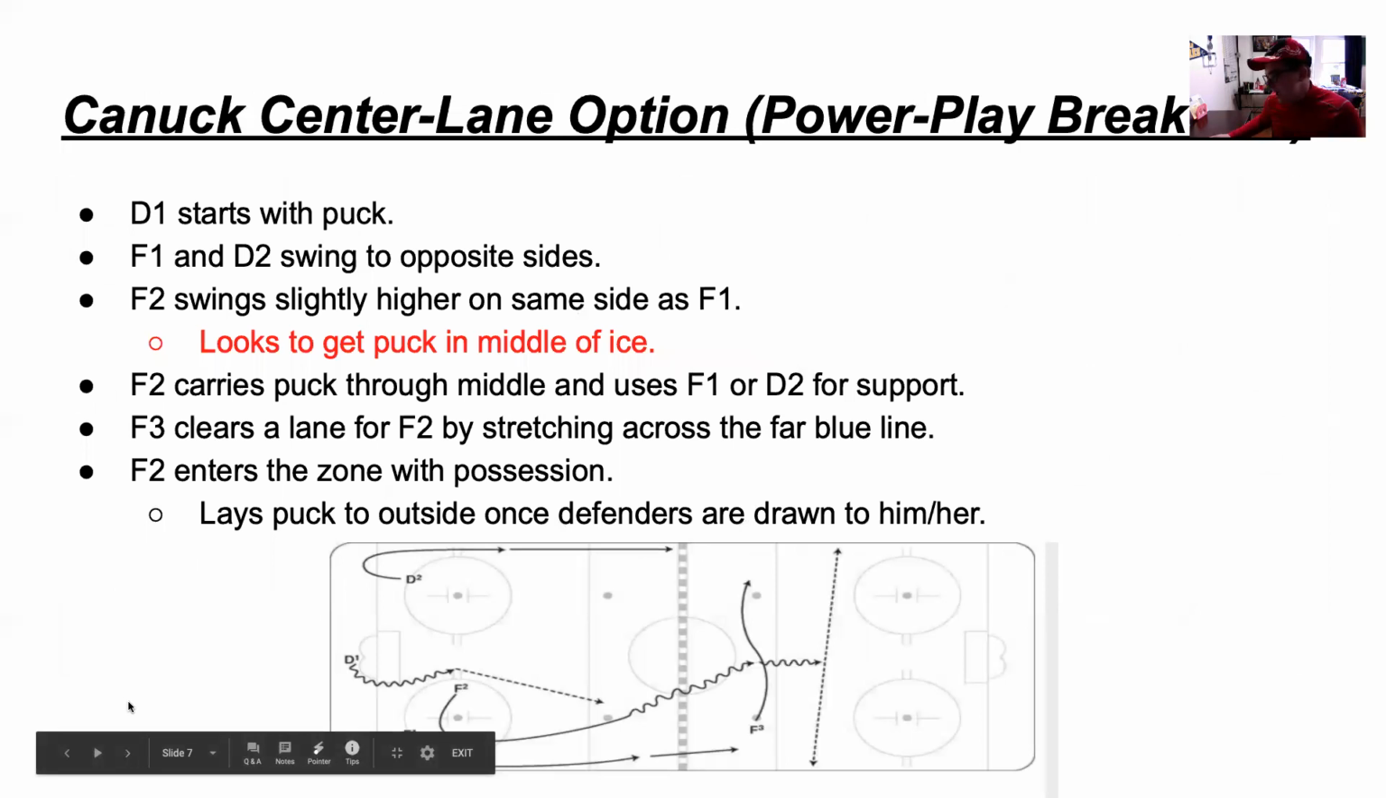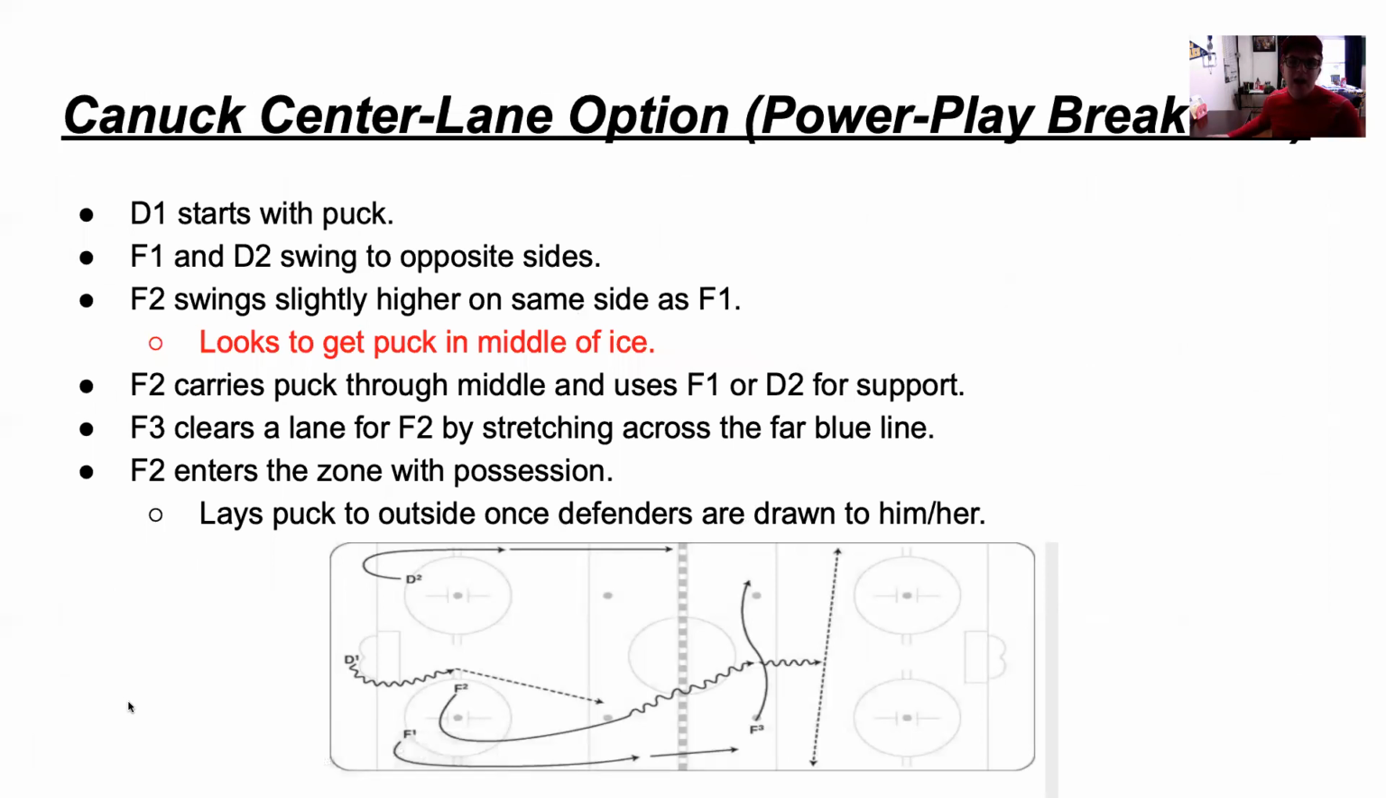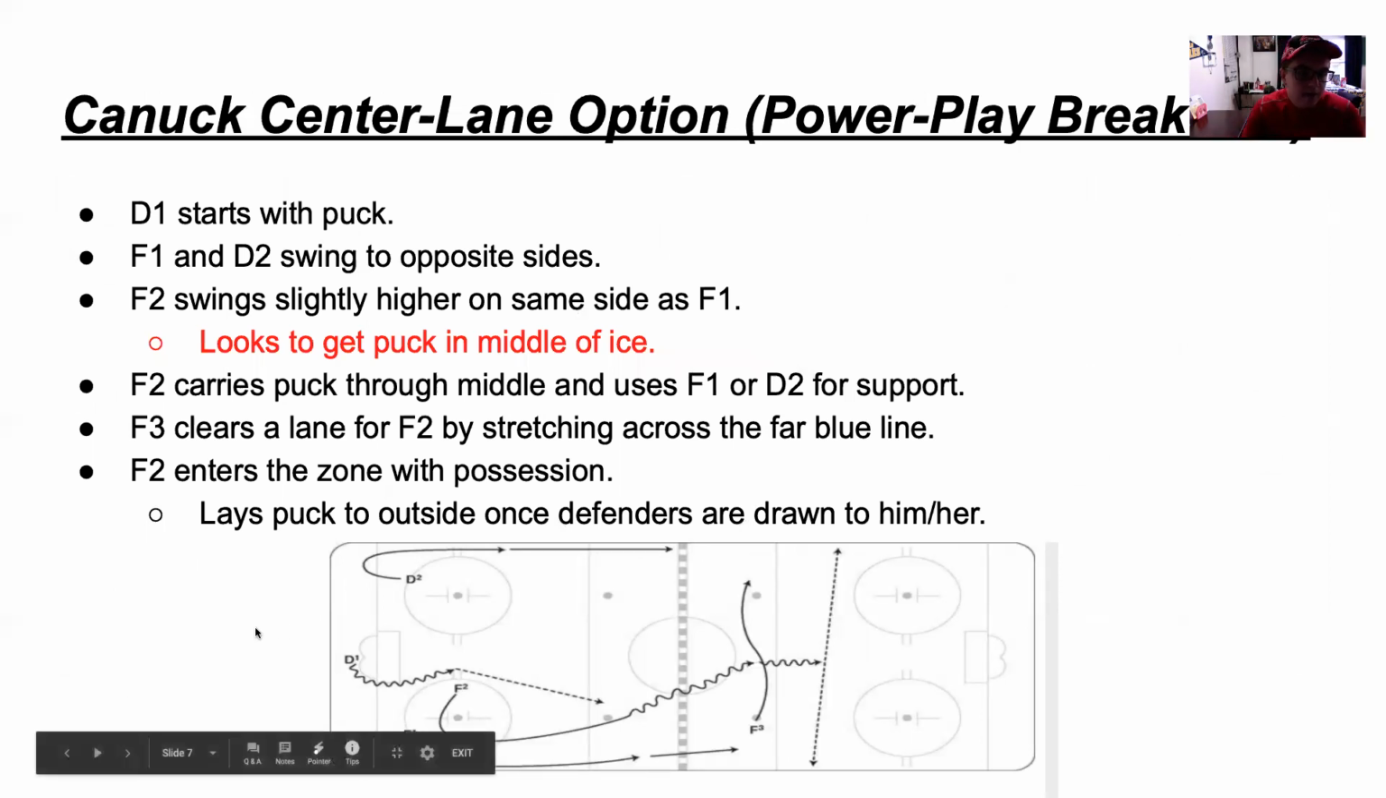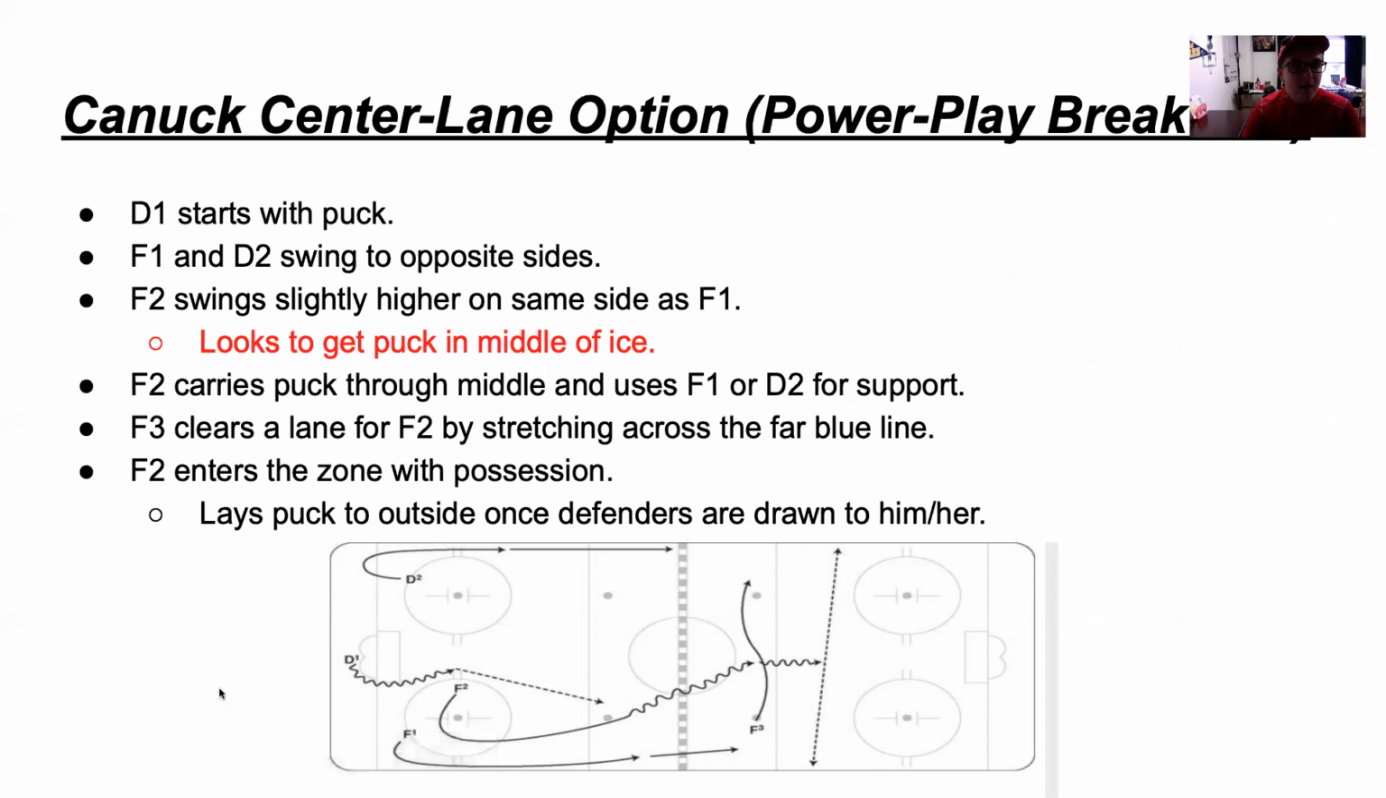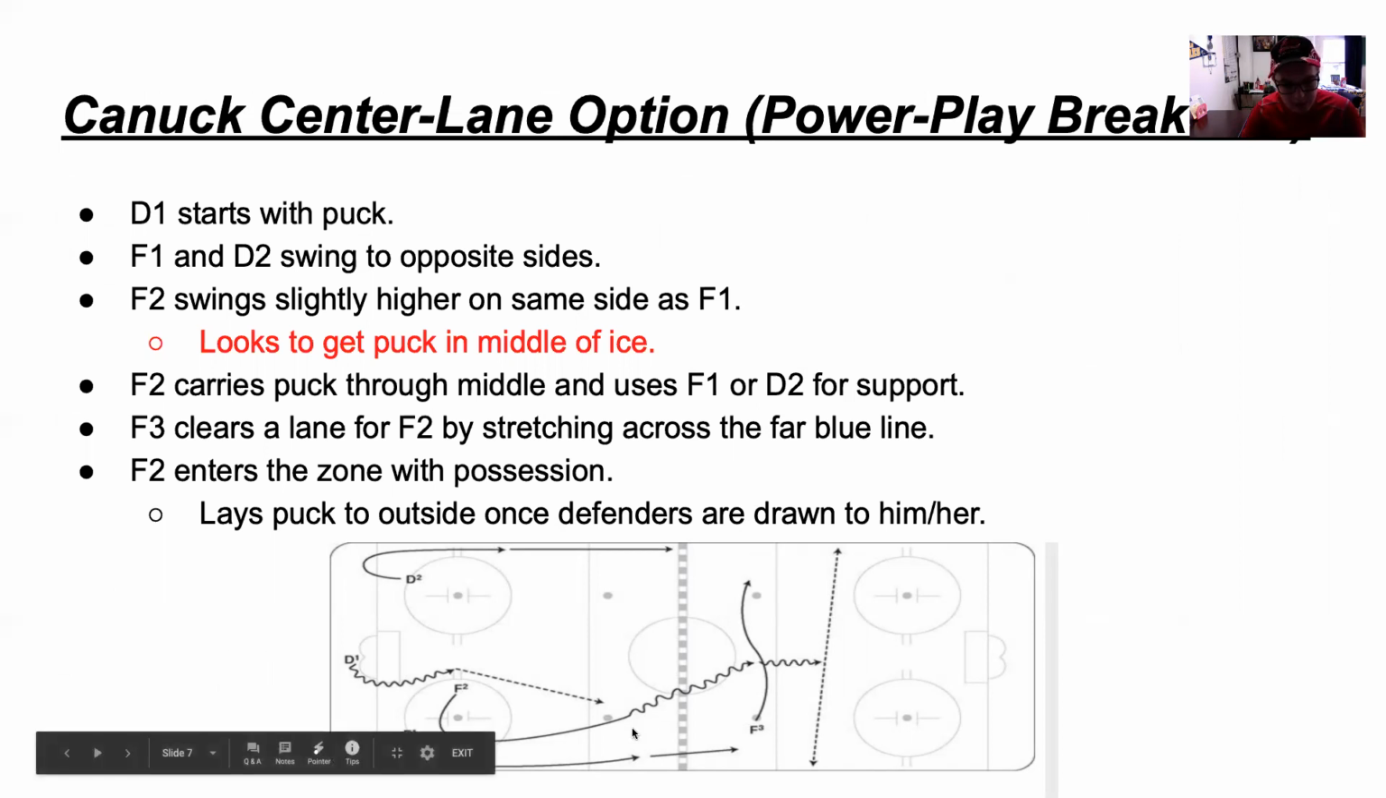Okay, so we've got the Canuck center lane option. This is another breakout. This is where D1 starts with the puck, F1 and D2 swing to opposite sides, F2 swings slightly higher on the same side as F1, and F2 looks to get the puck in the middle of the ice. Okay, so F2 is looking to get that puck right here in the middle of the ice.